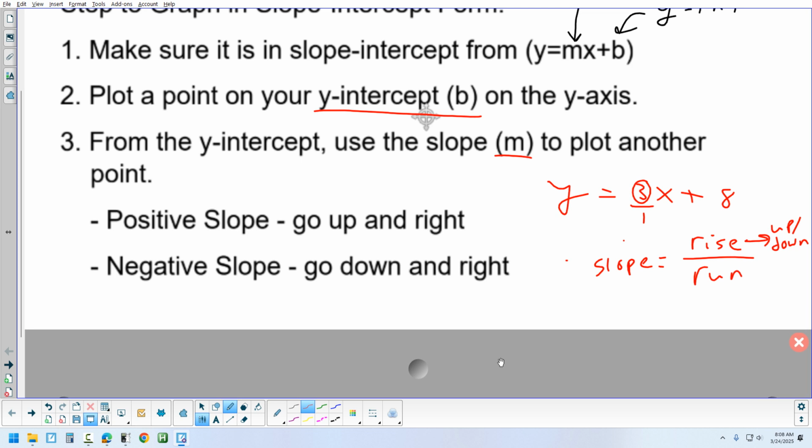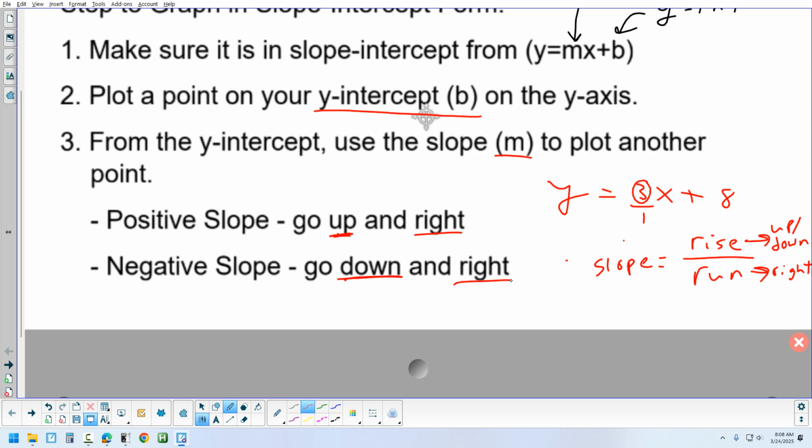So depending on if you have a positive slope or a negative slope, the top number is either going to be positive if you need to go up, or it'll be negative if you need to go down. Okay? So that number is going to tell us whether to go up or down. And the bottom number, well, that one we always go to the right. Okay? So whether it's up and to the right or down and to the right, we always go to the right. The only reason we would go to the left is if we're on the edge of the graph and we don't have any room to go to the right.